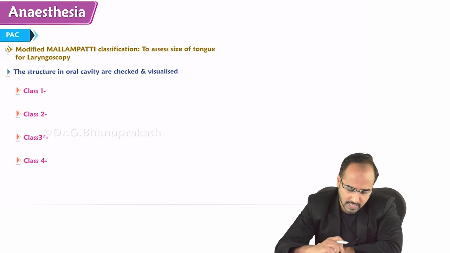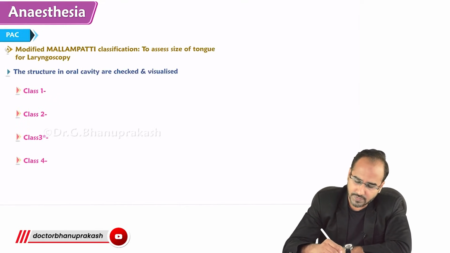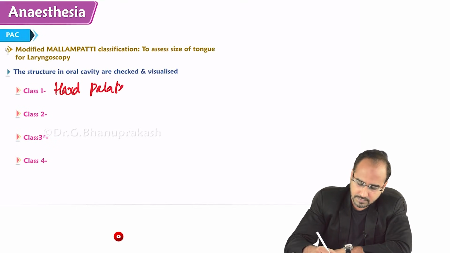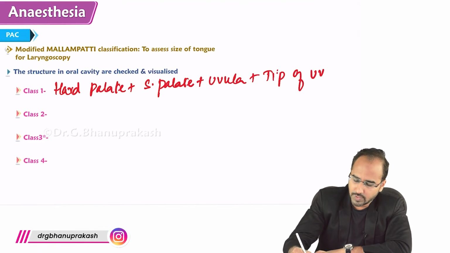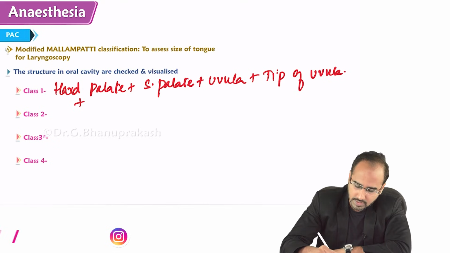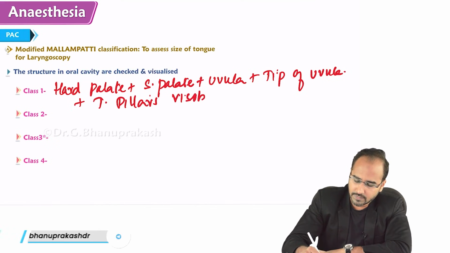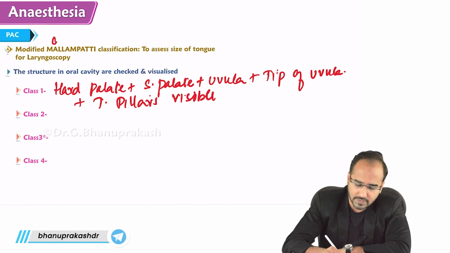Class 1, 2, 3 and 4. Just look over here. What is class 1? Class 1 meaning hard palate, soft palate, uvula, tip of uvula, and tonsillar pillars visible. That is class 1. The whole of the Mallampati is very important, guys.